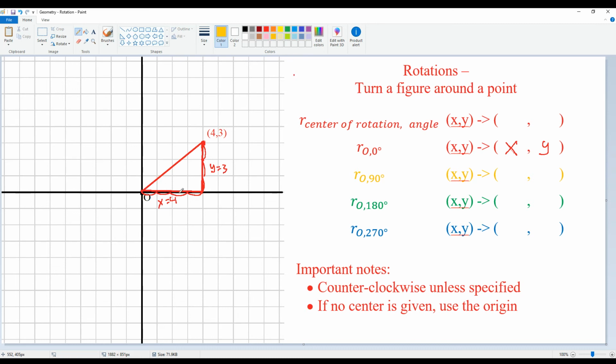I'm going to take that x pathway and I'm going to turn that 90 degrees and I'm going to go this way. I'm going to go 1, 2, 3, 4. And then I'm going to take my y and I'm going to go 1, 2, 3. So now I moved my whole little pathway 90 degrees.